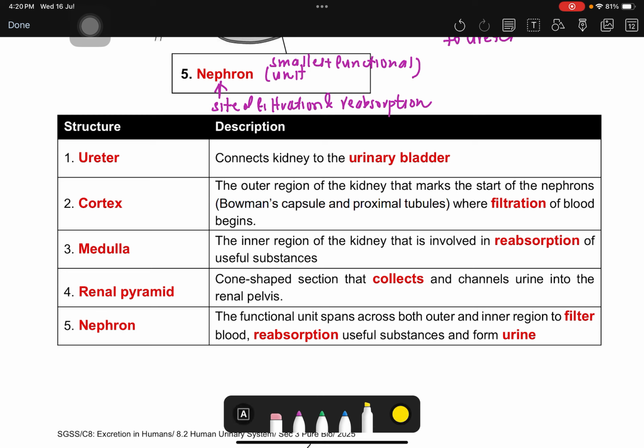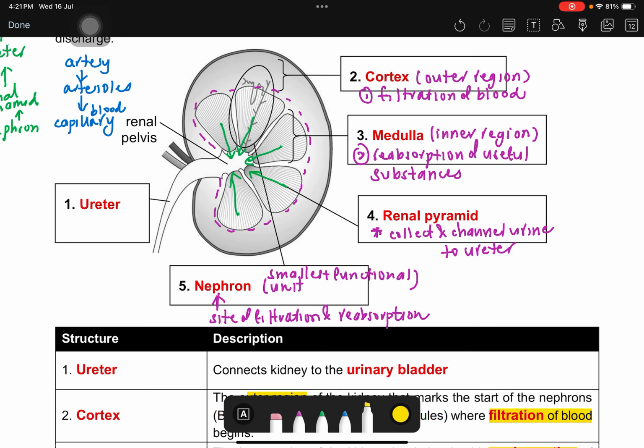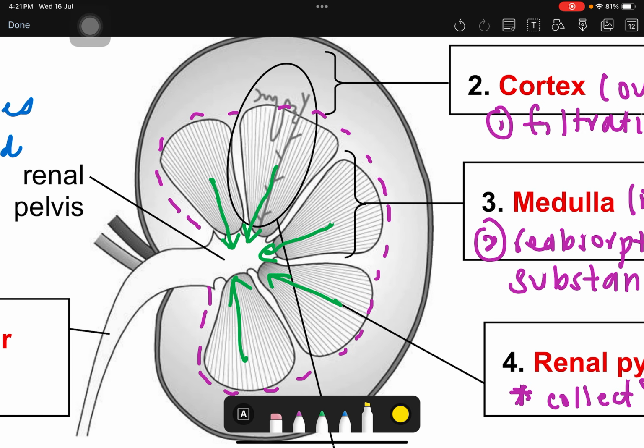Alright, just to emphasize and summarize, the outer region focuses on filtration of blood, while the inner region of the kidney is involved in reabsorption. Take note, the nephron actually spans across both the outer and inner region. So if we go back to the picture over here, you only see one nephron in this diagram, labeled in blue.